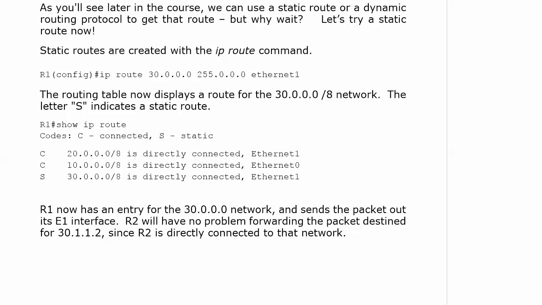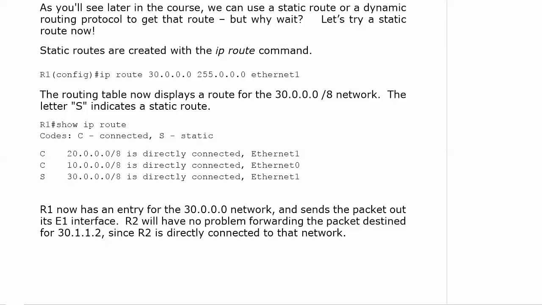IP route command. Again, you'll see this live several times, but the key is it's either going to be the local router exit interface, the interface that you're basically throwing the packets out of, or you put in the IP address of the next hop router. You never put the IP address of the local router. The router actually won't let you do that. So then what we end up with is a routing table that has a route for the 30.0.0.0/8 network. And there it is. And you can see the letter S indicating that.